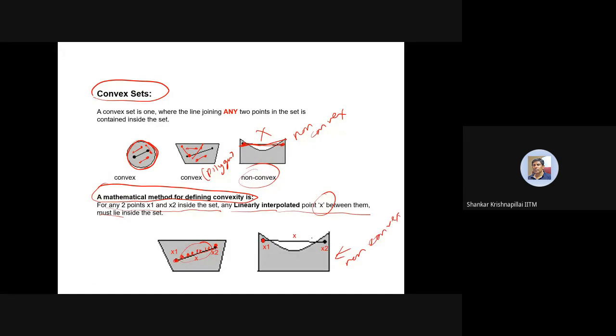So when I take any two x1 and x2 here, some of these interpolated points are going outside the set. But of course, if we take x1 and x2 here, all the interpolated points will be inside the set. But the rule says that this should be valid for any two x1 and x2, not just this, but this also. So that is the thing. So this is convexity of the visible region.